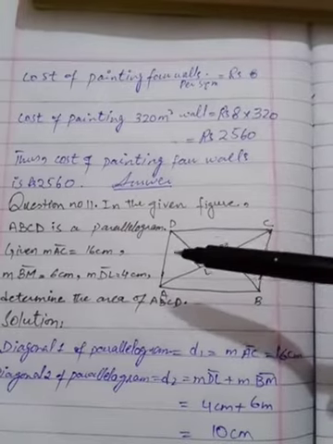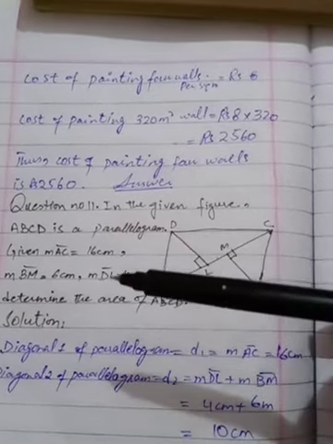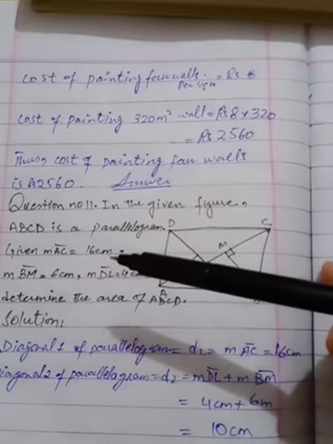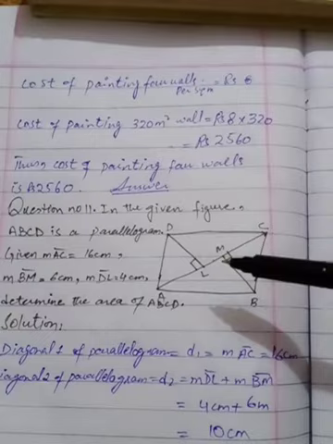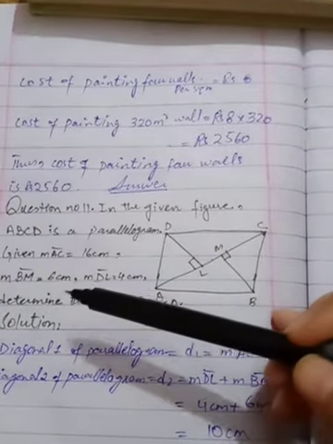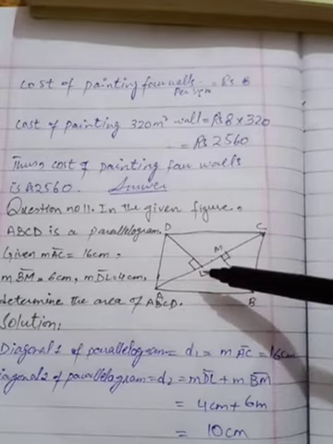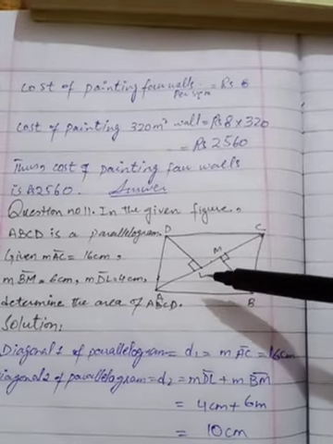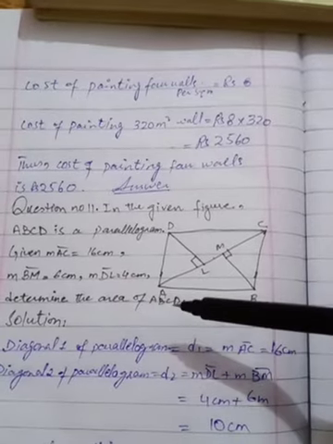In question number 11, in the given figure ABCD is a parallelogram. Given AC is equal to 16 centimeter. This is a diagonal. BM is equal to 6 centimeter, and half diagonals DL and BM are 4 centimeter and 6 centimeter. Determine the area of ABCD.